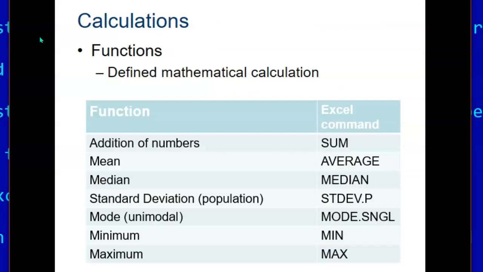You can also use functions. Here's a list of functions like sum, average, median, standard deviation of a population, and a single mode analysis of a set of data, what's the mode of that data. It also can do multiple modes, but we'll get into that if you need to. You could look at the minimum number and the maximum number in a range of data, and that's it.